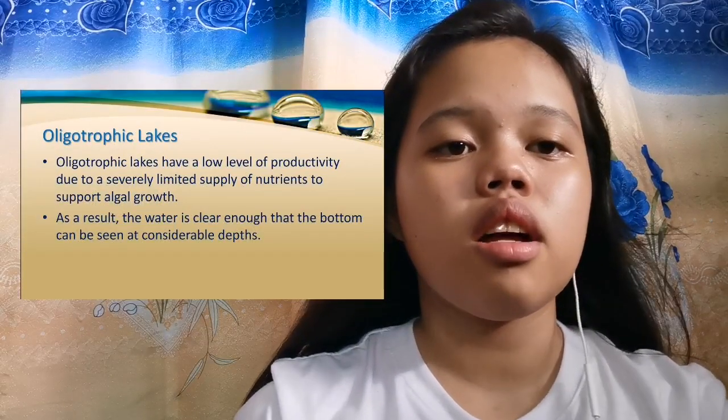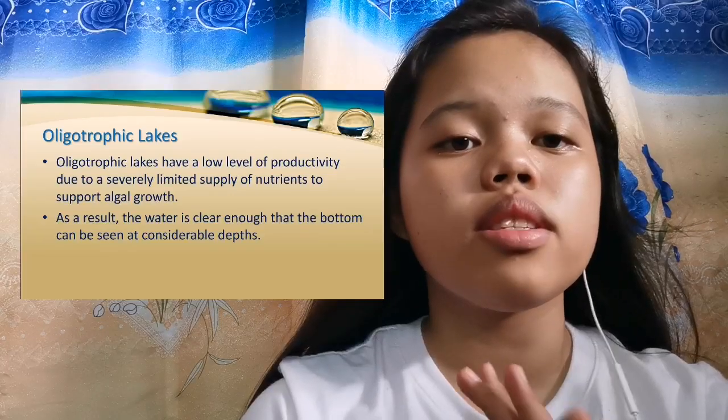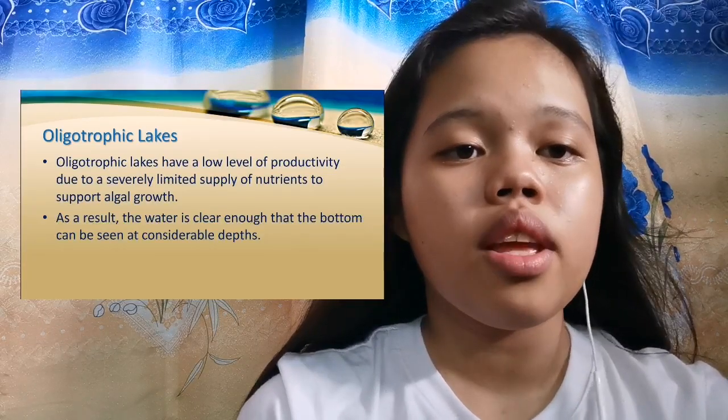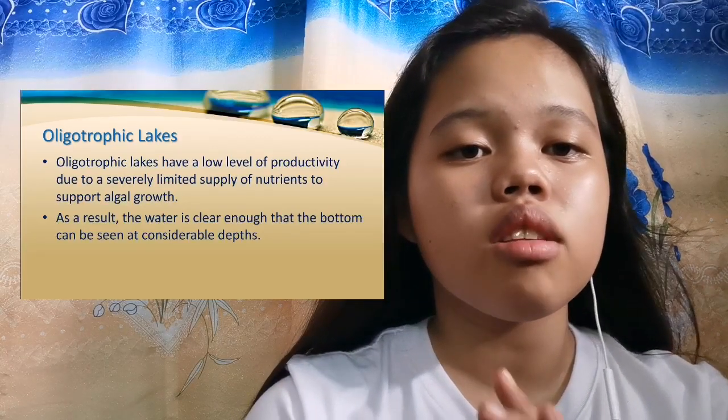Oligotrophic lakes. Oligotrophic lakes have a low level of productivity due to a severely limited supply of nutrients to support algal growth. As a result, the water is clear enough that the bottom can be seen at considerable depths.